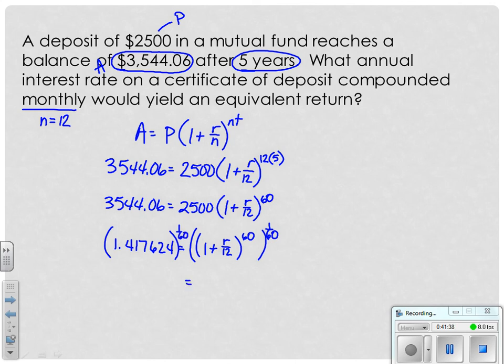Okay, so my right-hand side's looking pretty good because I'm going to have 1 plus r over 12 to the first power now, which is just 1 plus r over 12. This you can key into the calculator on your right-hand side. Okay, so type in the 1.417624, hit the exponent button, and then probably in a parenthesis put 1 divided by 60, or 1/60th, in. When you hit return, this is what I see. Check it, try it, make sure you can key it in and get the same thing I have.